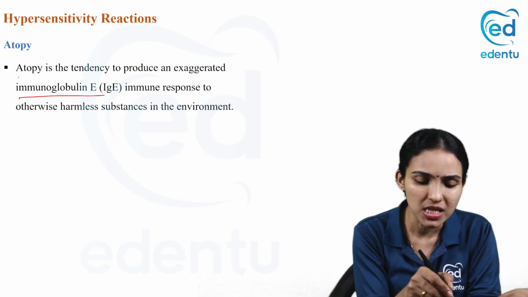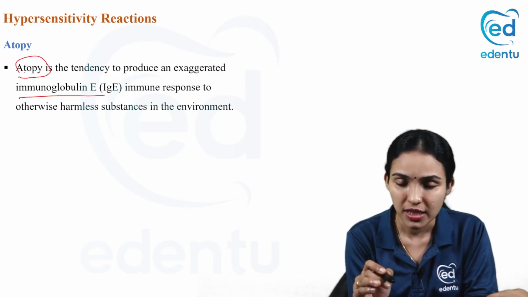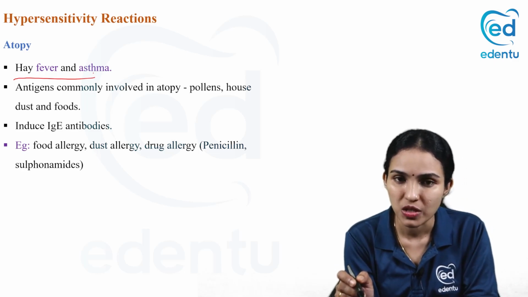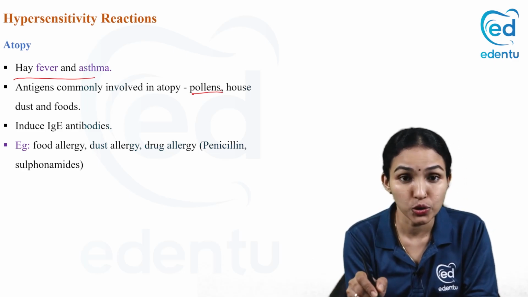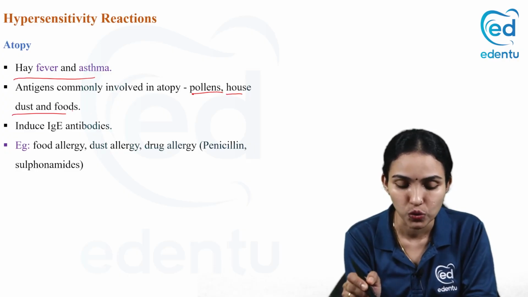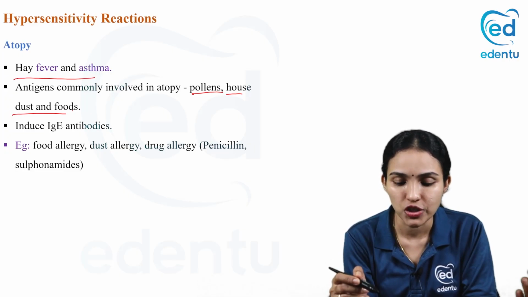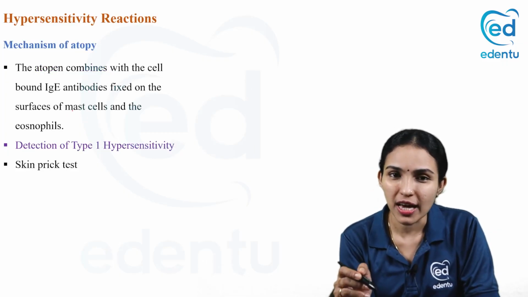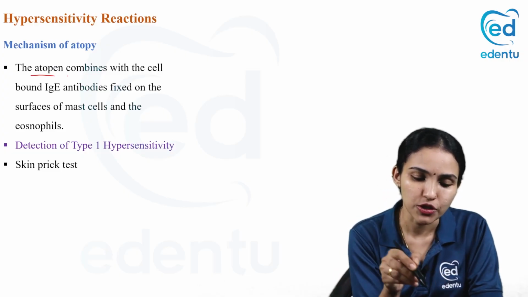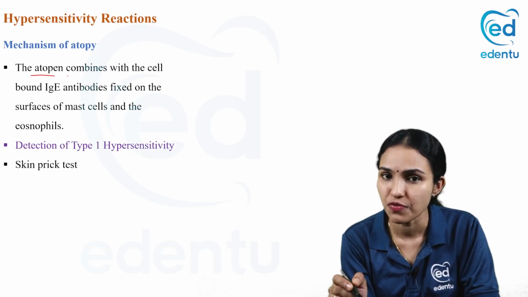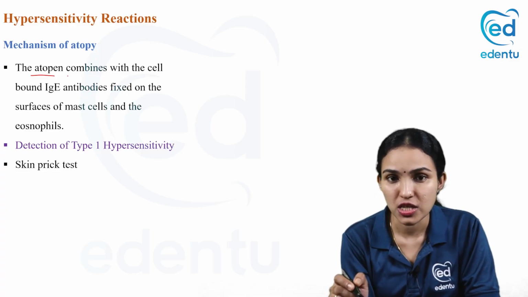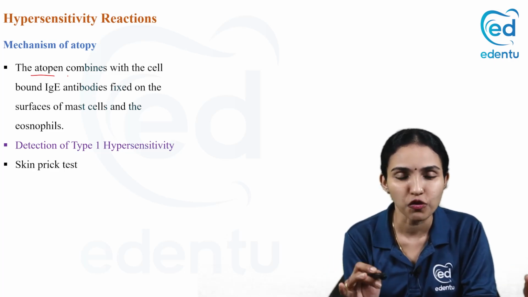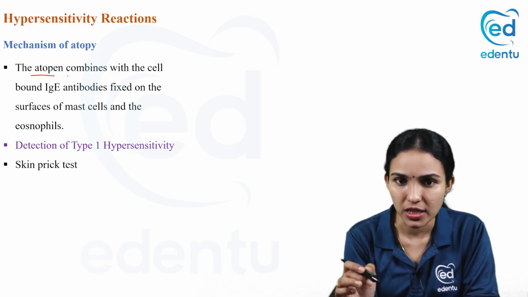So atopy, always remember, is not a fatal condition. It's confined to certain regions or organs. The most important examples of atopy are hay fever and asthma, as we commonly know, and it can be to antigens like pollens, house dust, or certain foods, and it induces IgE antibodies. So food allergy, dust allergy, and sometimes drug allergy can also be a reason for atopy. The allergen which elicits an atopic reaction, you can call it atopin. It combines with the cell-bound IgE antibodies fixed on the mast cell surfaces and also on the eosinophils, which will lead to degranulation, release of histamine, serotonin, everything, and cause the localized form of this allergic reaction. That is what is called atopy.